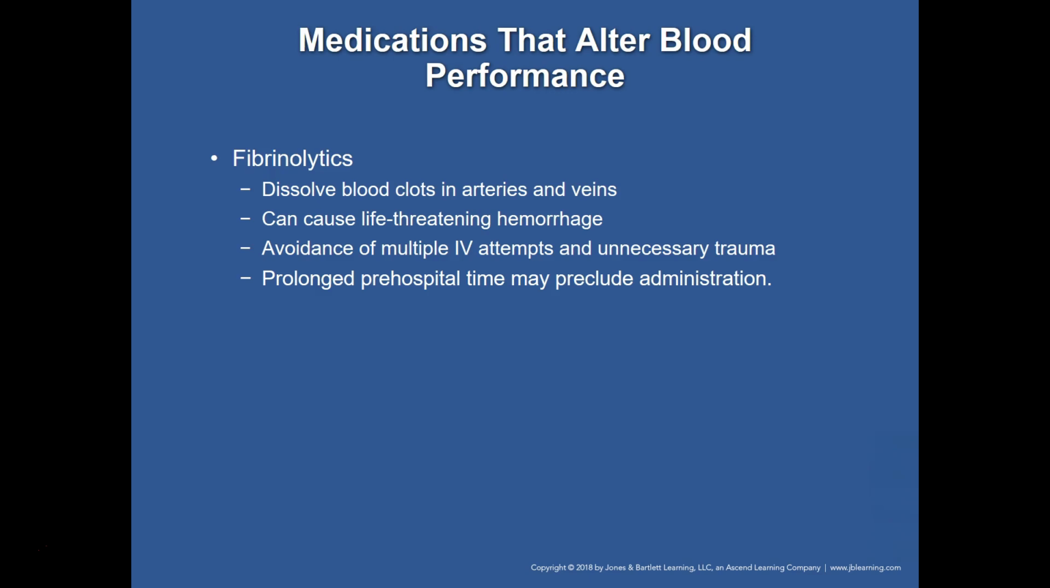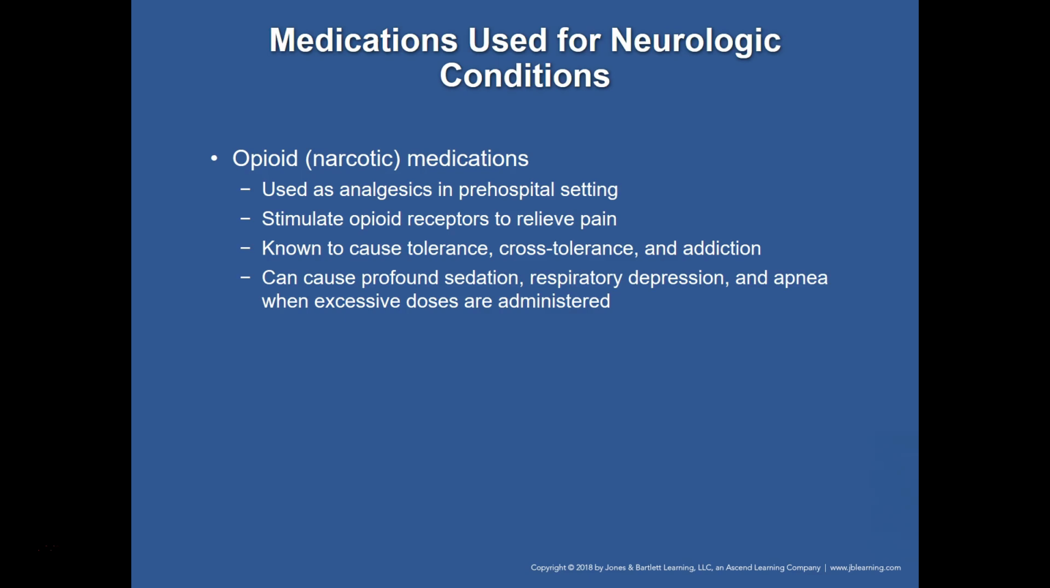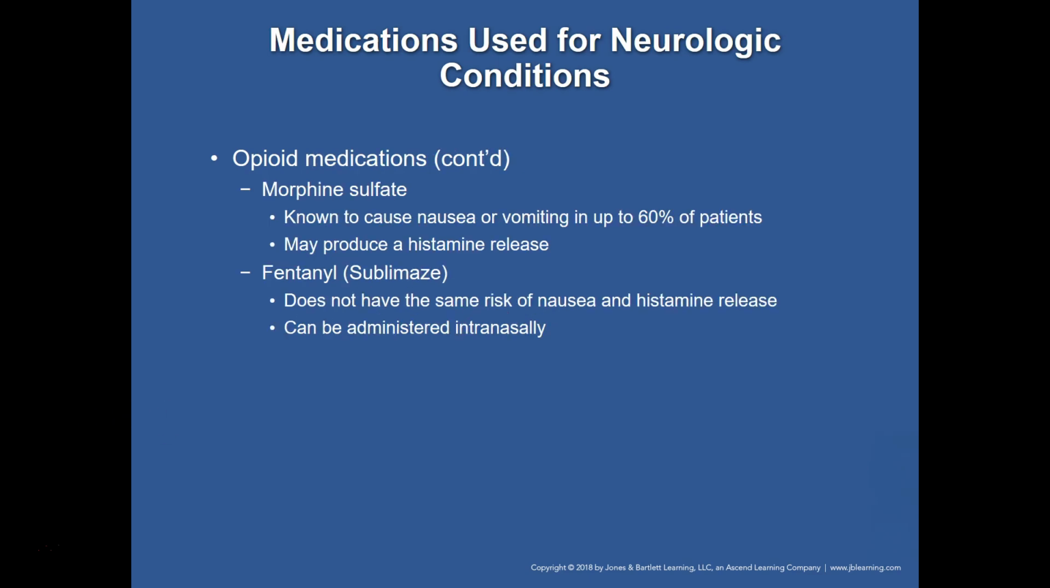So you want to avoid multiple IV attempts and unnecessary trauma. And prolonged pre-hospital time may preclude administration of this. Narcotics. We've talked about narcotics some. They're used as pain relief or analgesics in the pre-hospital setting. They stimulate those opioid receptors to relieve pain. They can cause some tolerance, cross tolerances, and of course addictions. They can cause profound sedation, respiratory depression, and apnea when used in excessive doses. So we have to be cautious of that too.